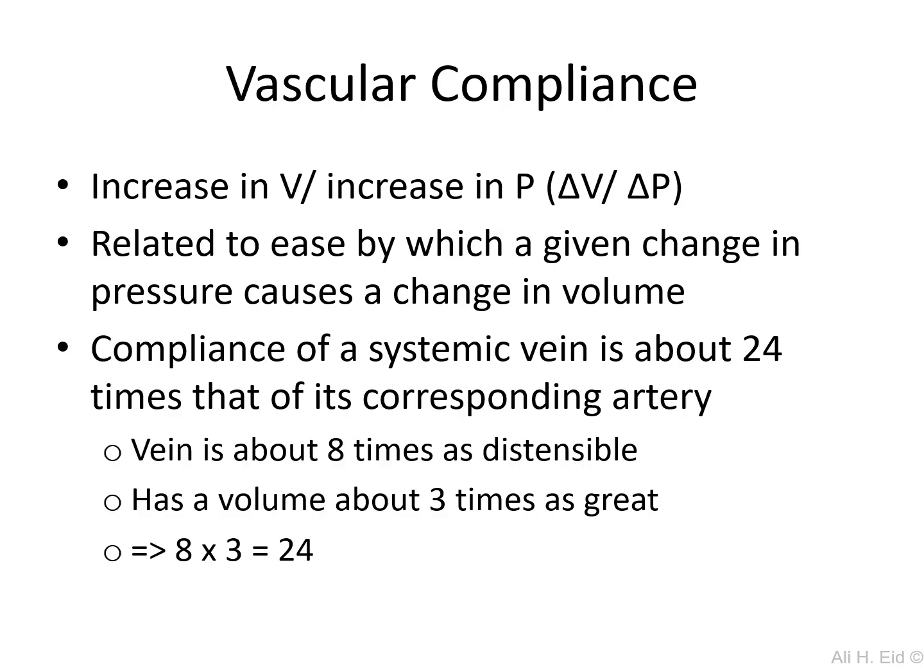So if you think about it, when you take a vein, you can put a larger volume with minimal increase in pressure. It is distensible and has a wider lumen. This means that the compliance of the vein is much higher than that of the artery. As a matter of fact, the vein is about 8 times as distensible, and it has a volume of about 3 times. We mentioned a while ago that compliance is equal to the distensibility times the volume. So in this case, it would be 24 times that of the corresponding artery.